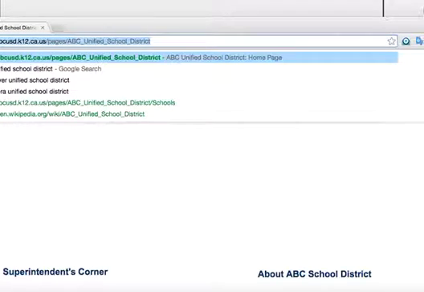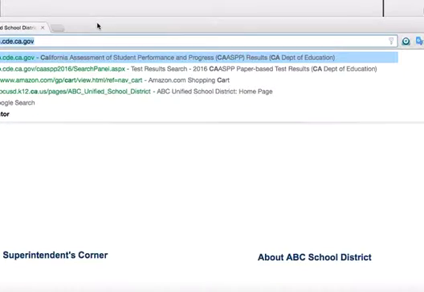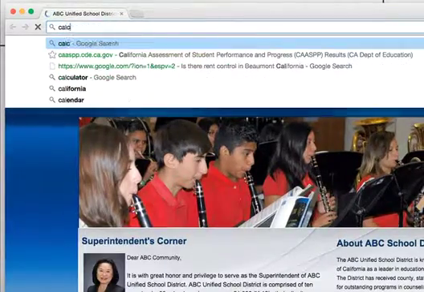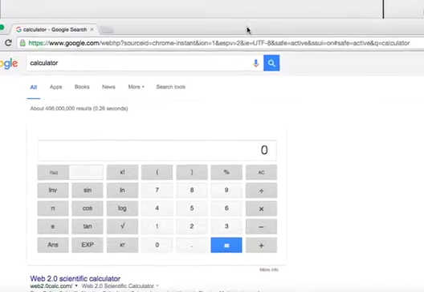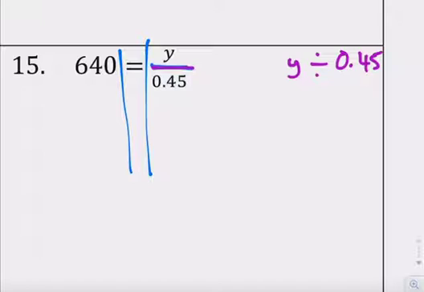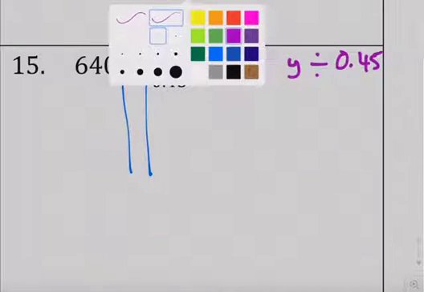Get a calculator, because you're allowed to use a calculator. Well, you have a Google calculator ready to go. Oh goodness, let me take my phone off already.